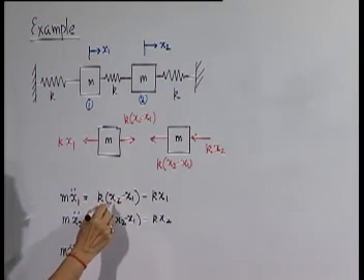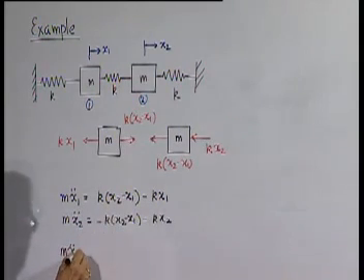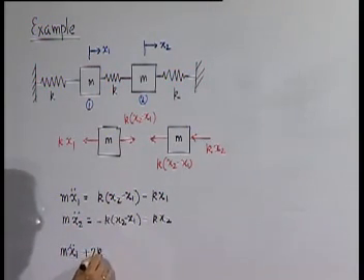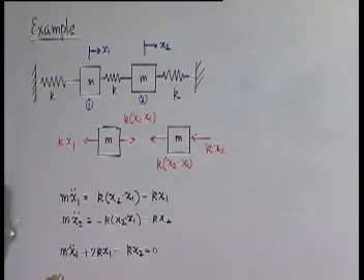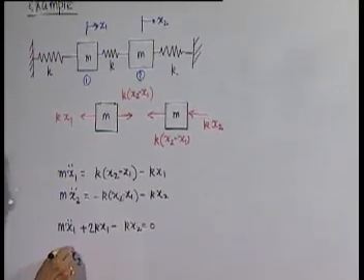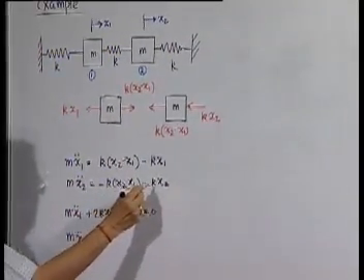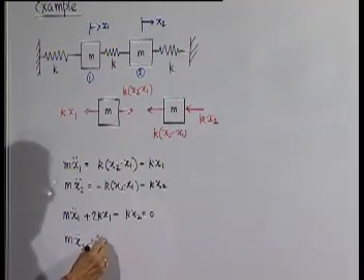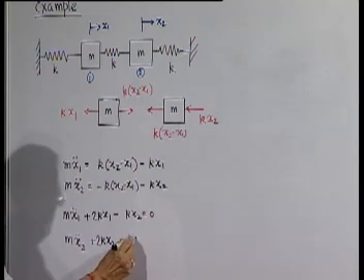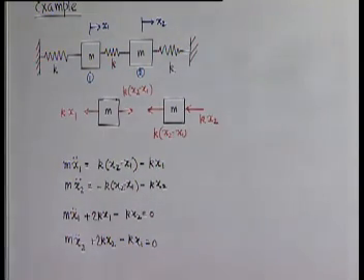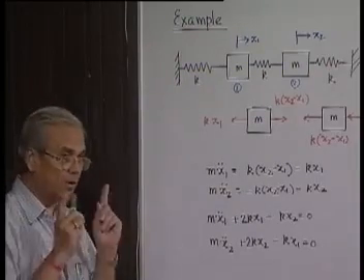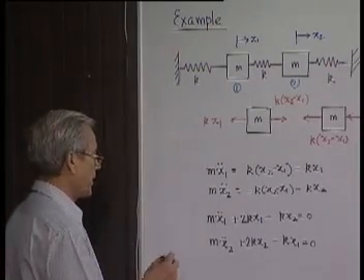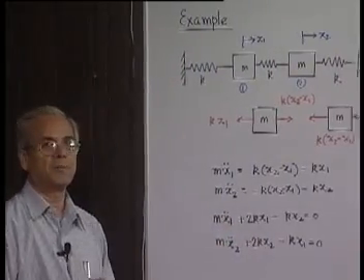for the second body, so we can rewrite this simplifying a little bit. So, kx2 minus kx1 minus kx1, so it will be plus 2kx1 minus kx2, and this one will be plus 2kx2 minus kx1.